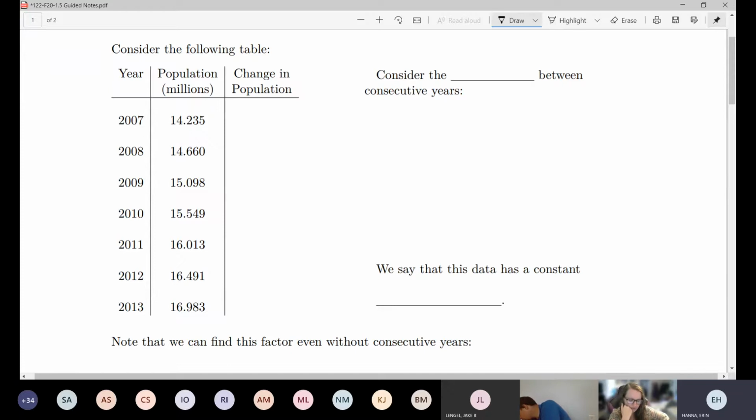So we have years and we have population. And let me first note that all of these changes in the years go up by 1 each time, right? So if I were to look and see if this was linear.